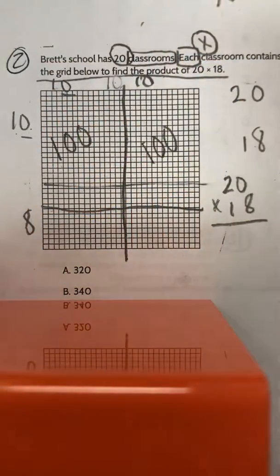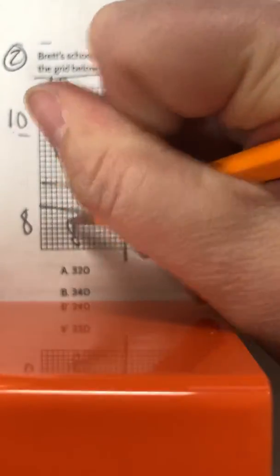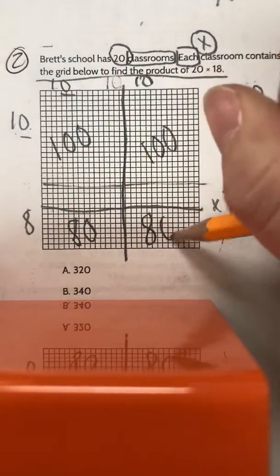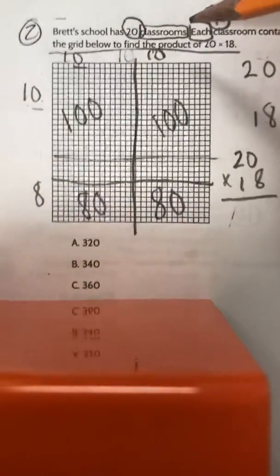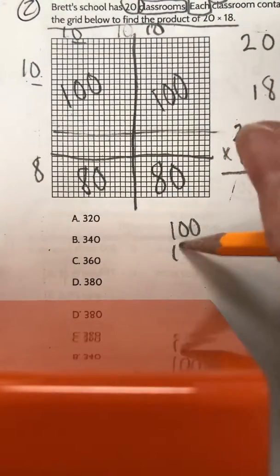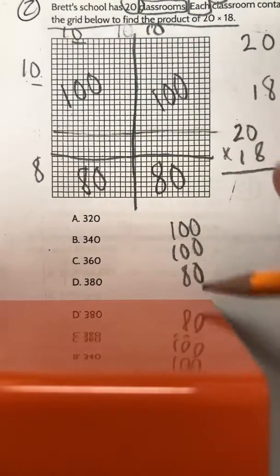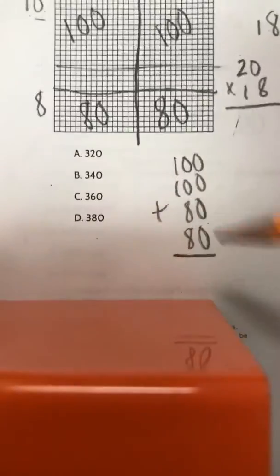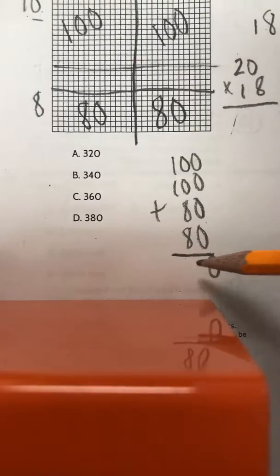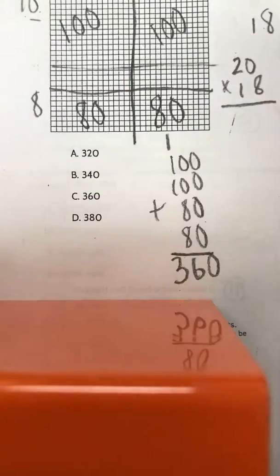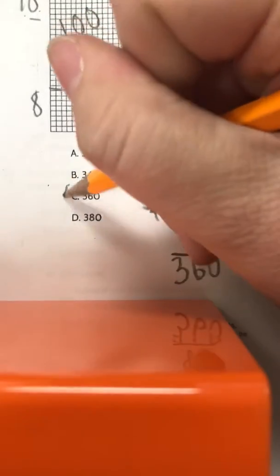10 times 8 is 80, and 10 times 8 is 80. So if I add this all up, my partial products, it should give me my product. 100, 100, 80, and 80. Okay, all those zeros, still a 0. 2 8s, that's a 16. And now I have my 3 hundreds I need to drop down. And the correct answer is 360.